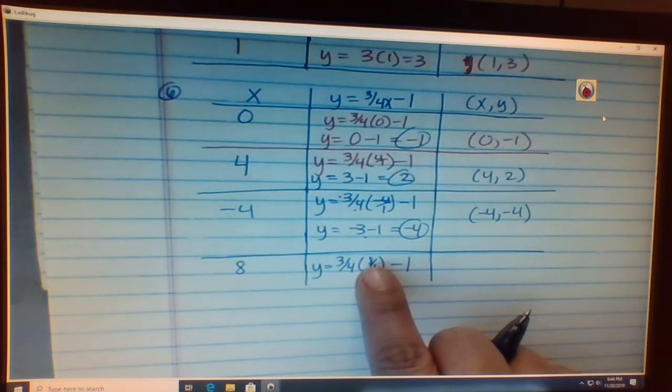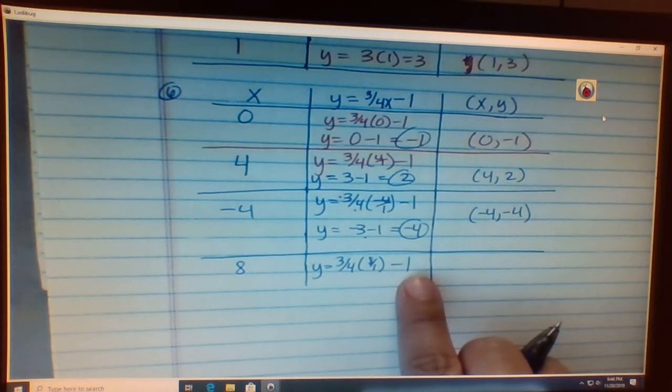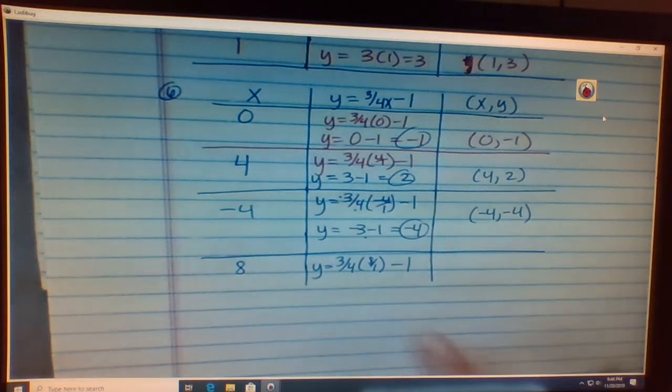What's 3 times 8? 24. 24 divided by 4? 6. 6 minus 1? 5. So if you would have used a half or a 2, you would have ended up with a fraction. This is why I'm trying to stay away from fractions and telling you which numbers you have to use.